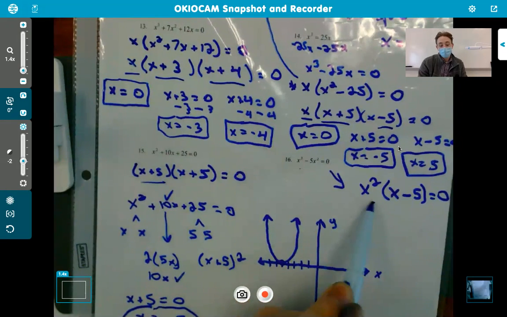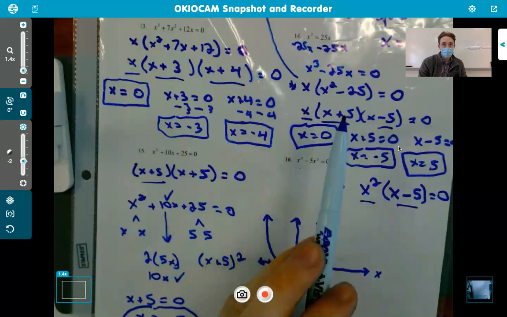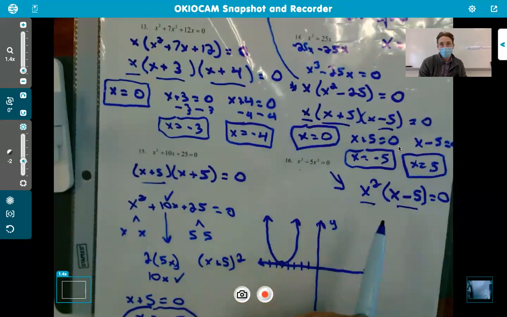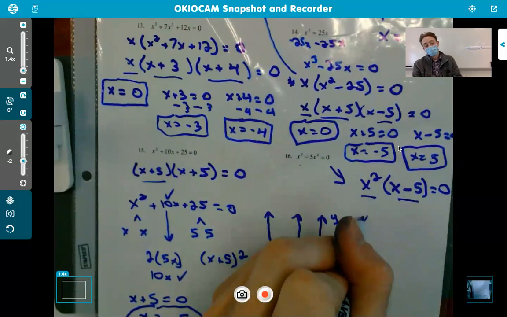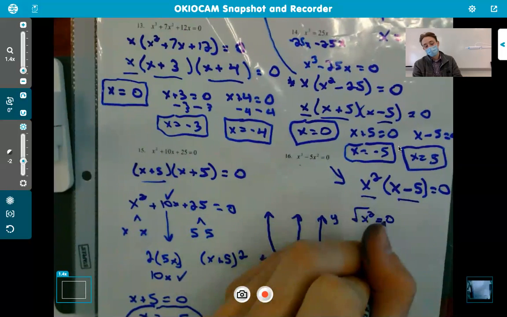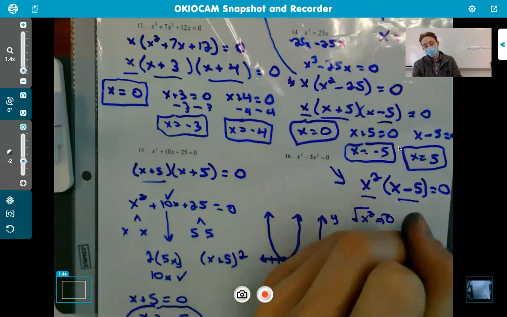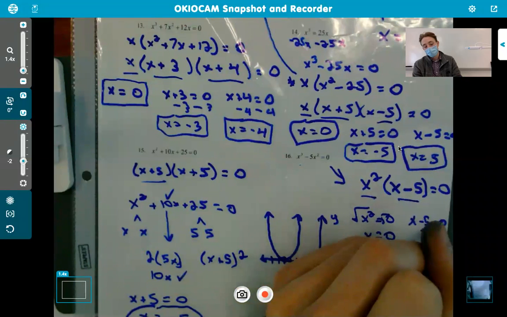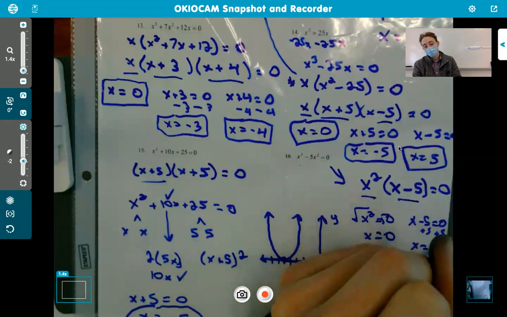And then from there, you'd set each term equal to 0. Well, just like in 14, to undo a square, you take the square root. So you have x squared equals 0, take the square root, and you just have x equals 0. And then x minus 5 equals 0. Add 5 to both sides, you have x equals 5.